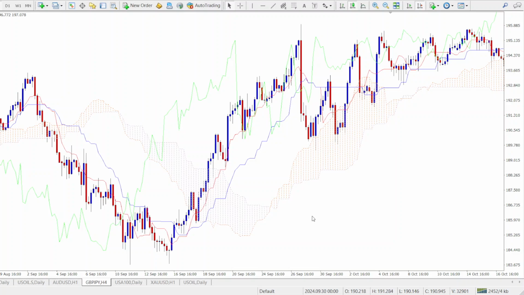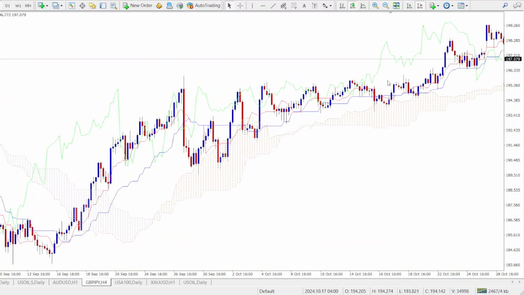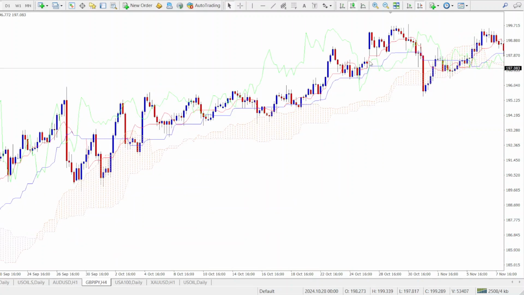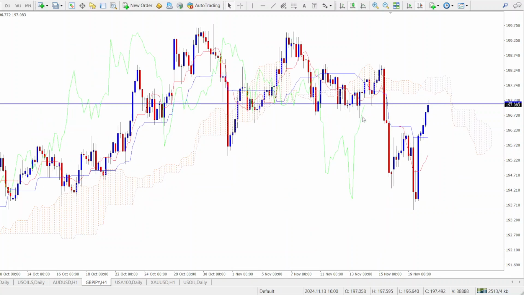Now the Ichimoku cloud is excellent for identifying trends at a glance. If you see the price consistently above the cloud, for example, in this scenario, we can see how right after this crossover happened, as price crossed above the cloud, the price was moving consistently above the cloud. If you see the price consistently above the cloud, it's likely a strong uptrend, as in this case. And similarly, a price below the cloud suggests a downtrend, as in this case.